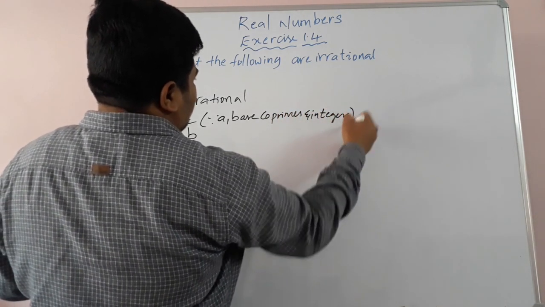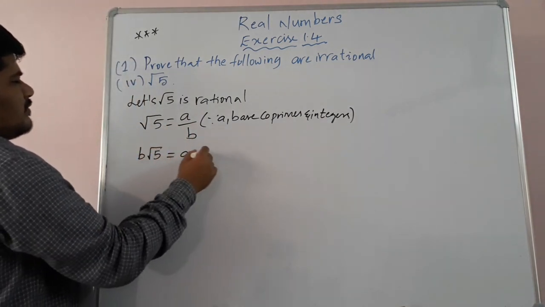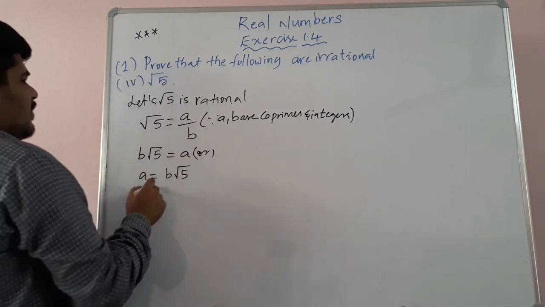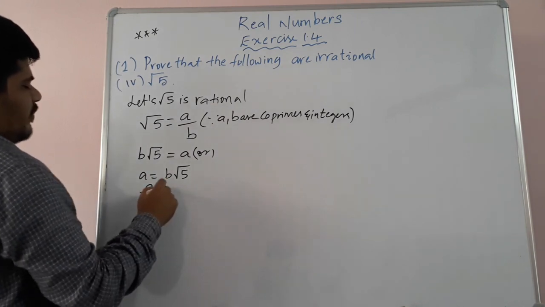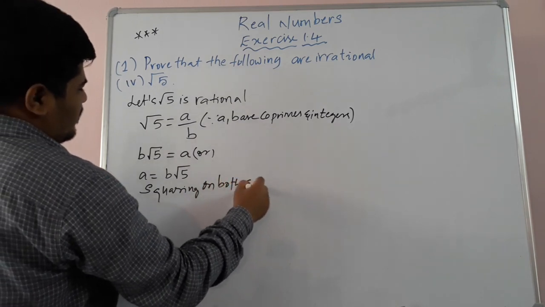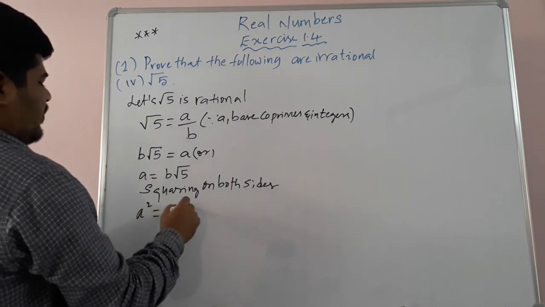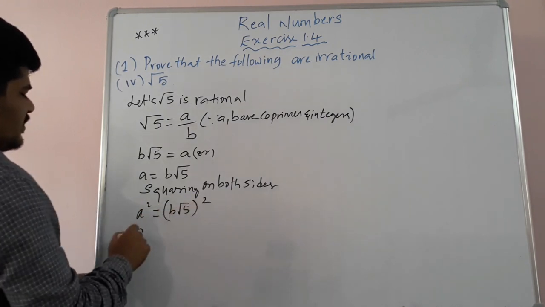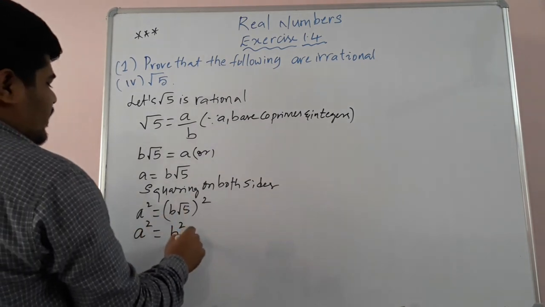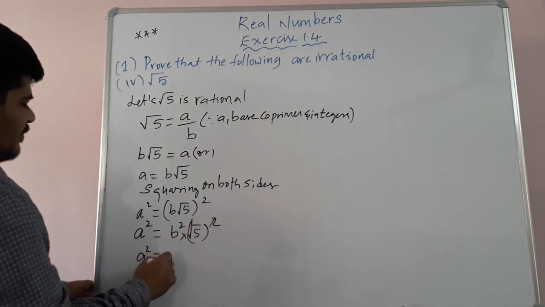Now children, b into root 5 is equal to a, or a is equal to b into root 5. Now squaring on both sides, what will we get? a square is equal to b into root 5 whole square, so a square is equal to b square into root 5 square. The square root cancels. So what we got, children? a square is equal to 5b square.